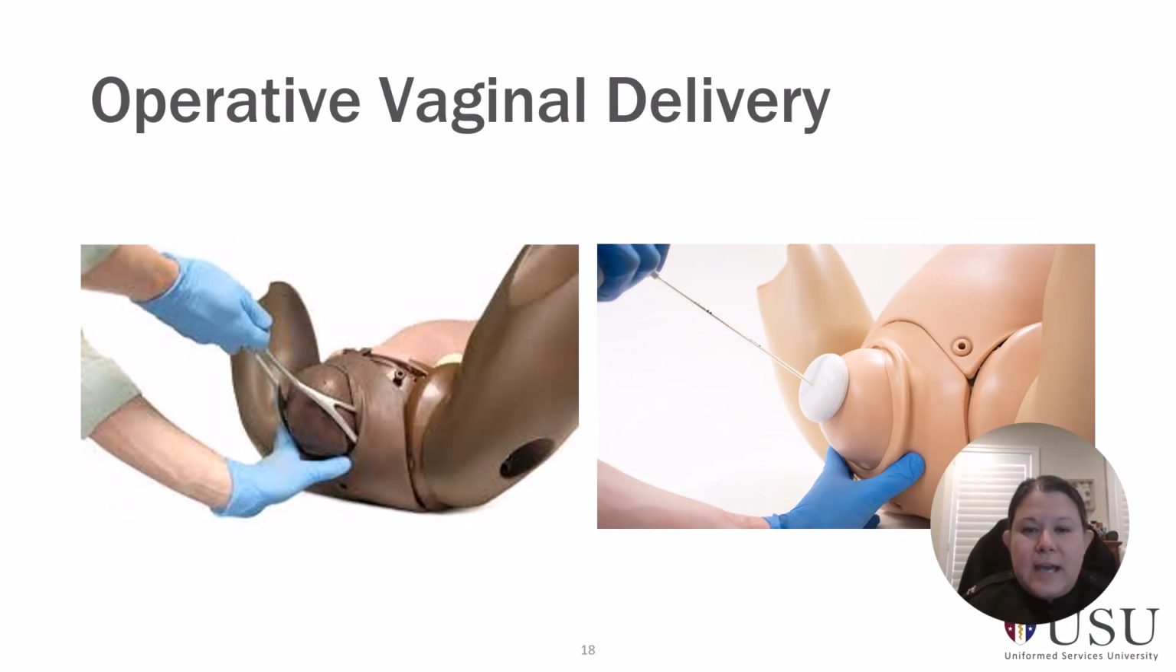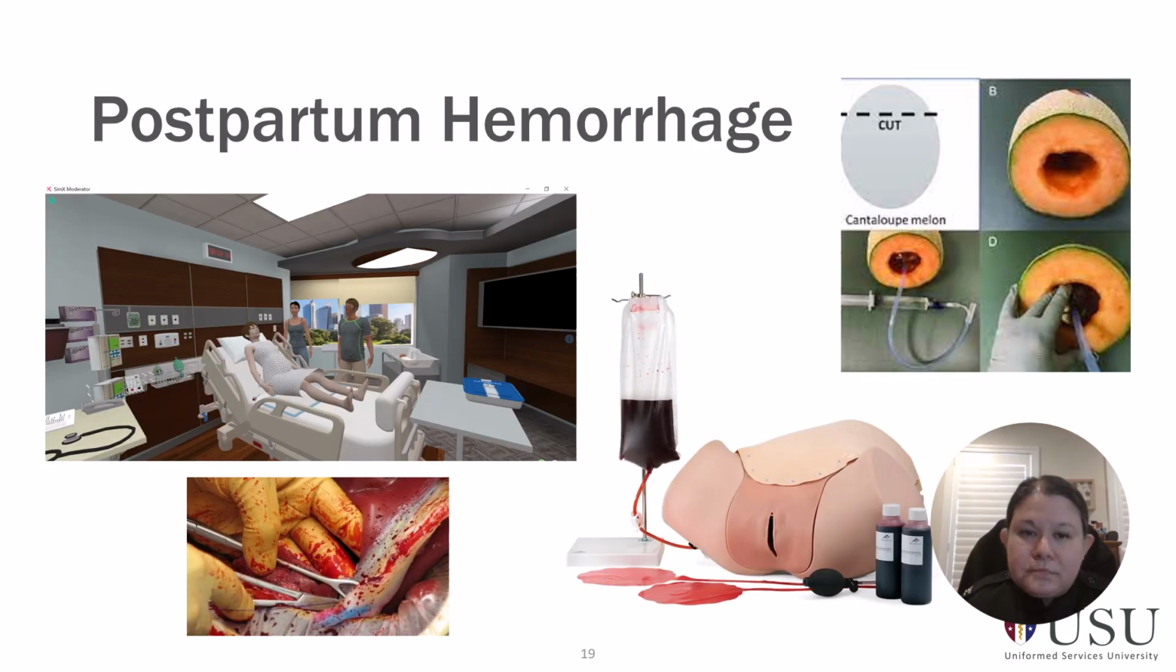Another example of a task trainer or a high fidelity model can be used for operative vaginal delivery. So practicing things like forceps and vacuum. Again, this is a skill that requires practice. They don't happen that often, but when they do, being prepared and knowing how to properly place forceps or vacuum is key in a safe delivery. And so these are other options as well.